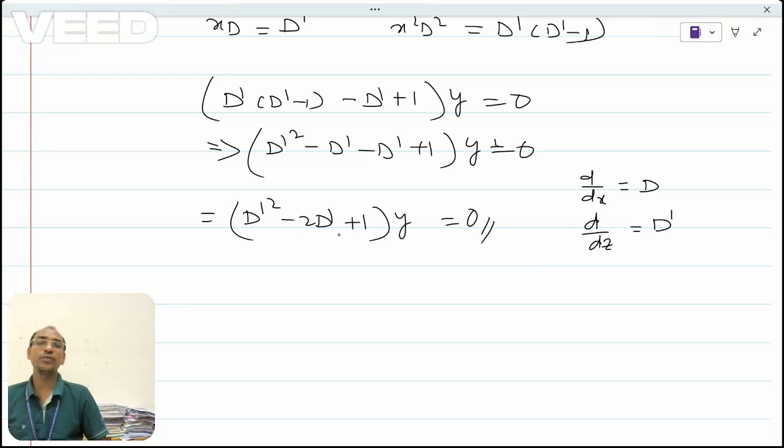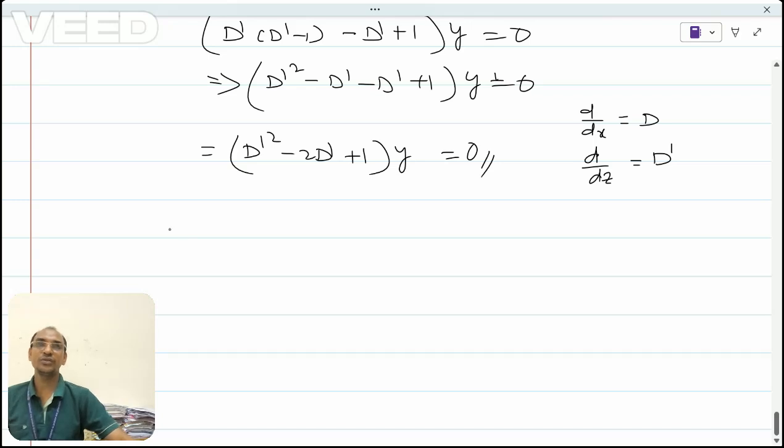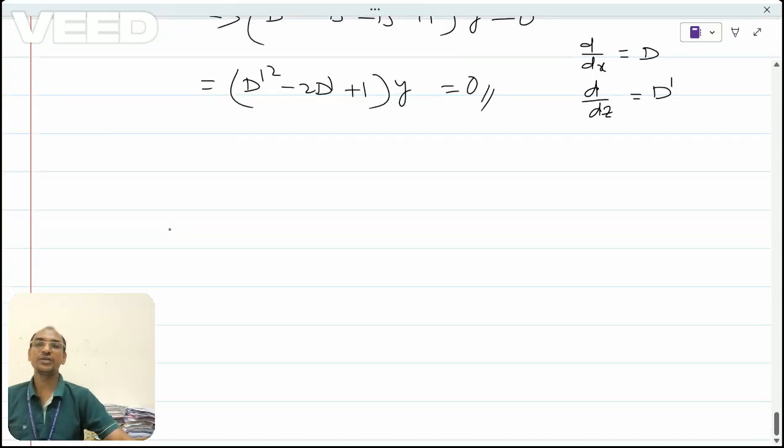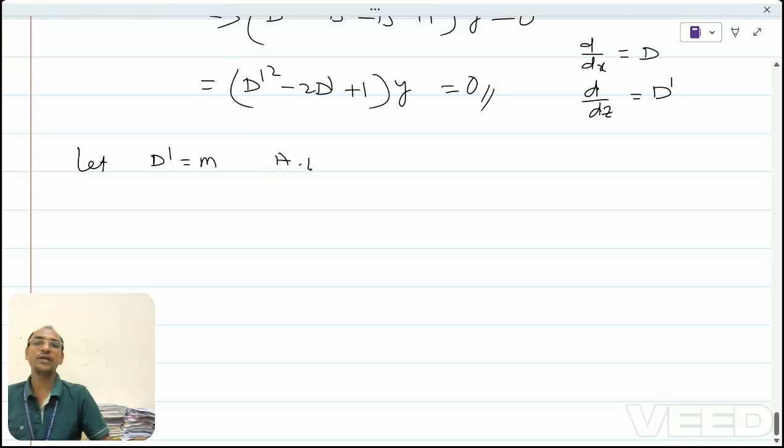So now it is a constant coefficient differential equation. Since the right hand side is 0, it is a homogeneous differential equation with constant coefficients, and the solution is only the complementary function. No need to find the particular integral. So how can we get the complementary function? We will take D dash equal to m and write the auxiliary equation m square minus 2m plus 1 equal to 0, that means m minus 1 whole square equal to 0.